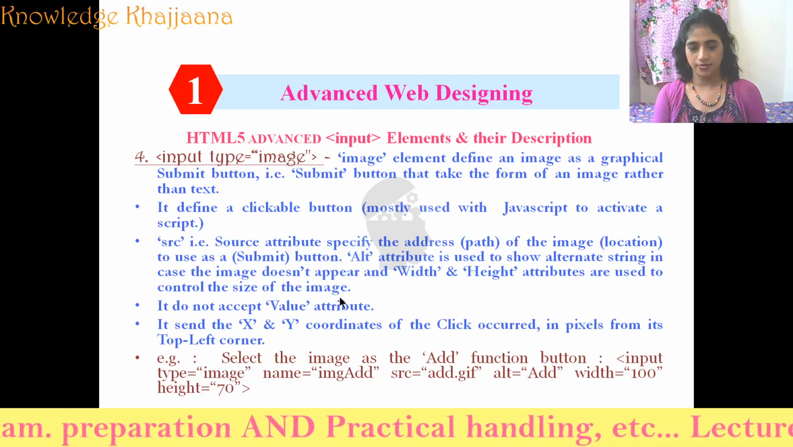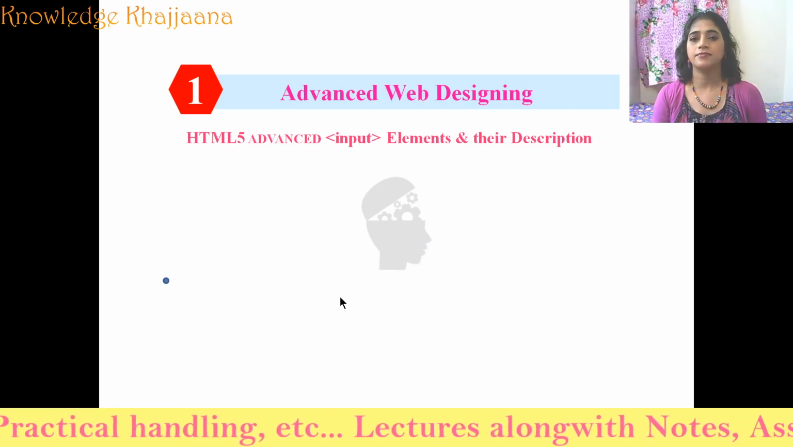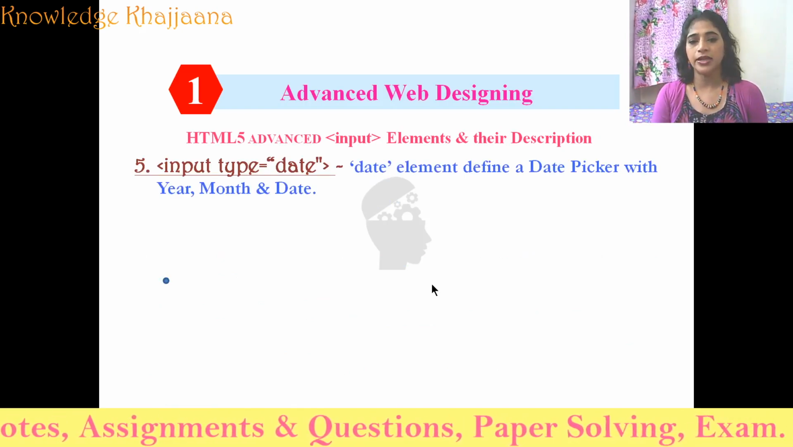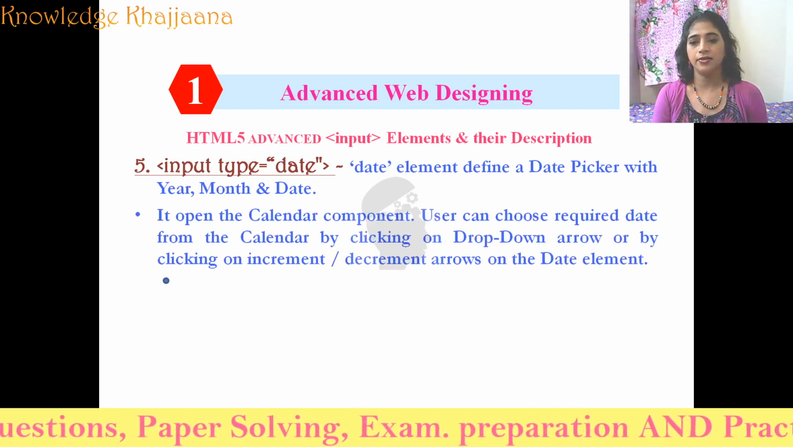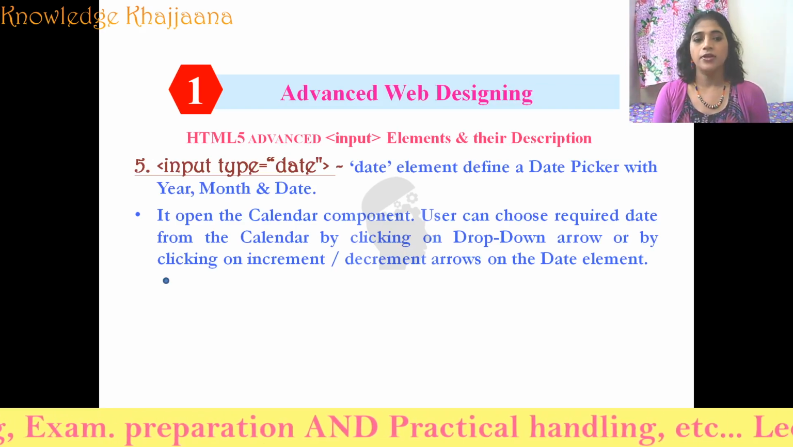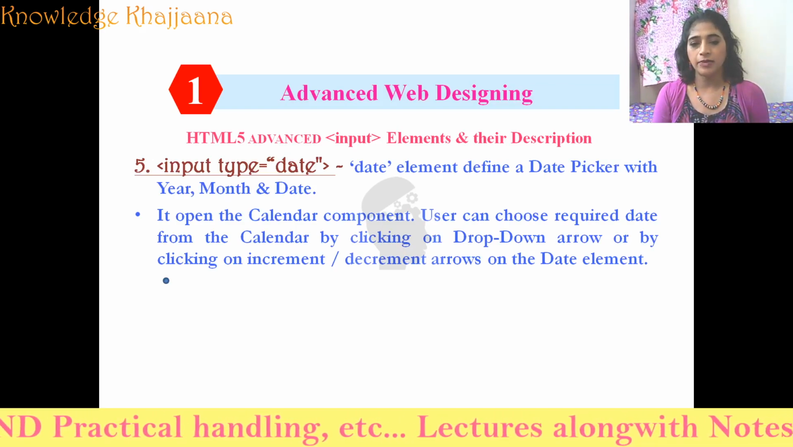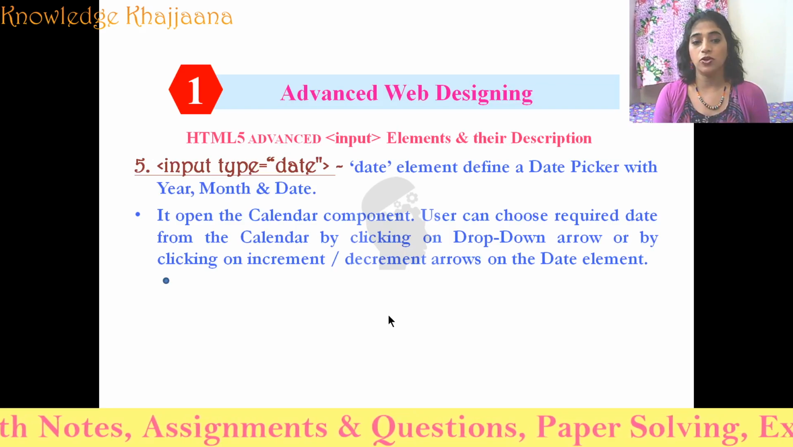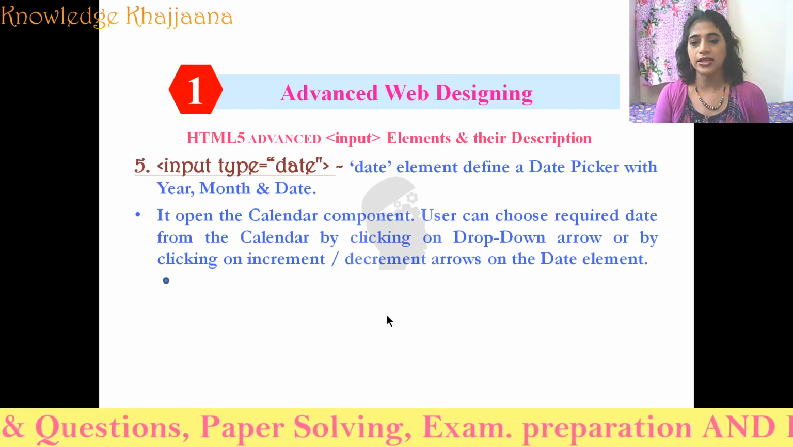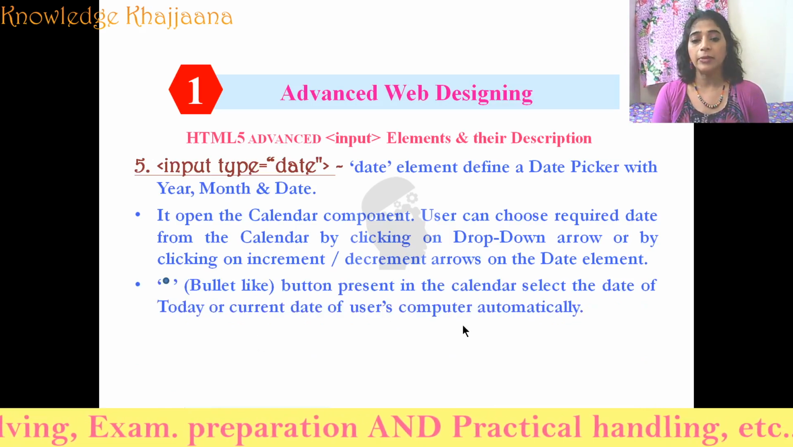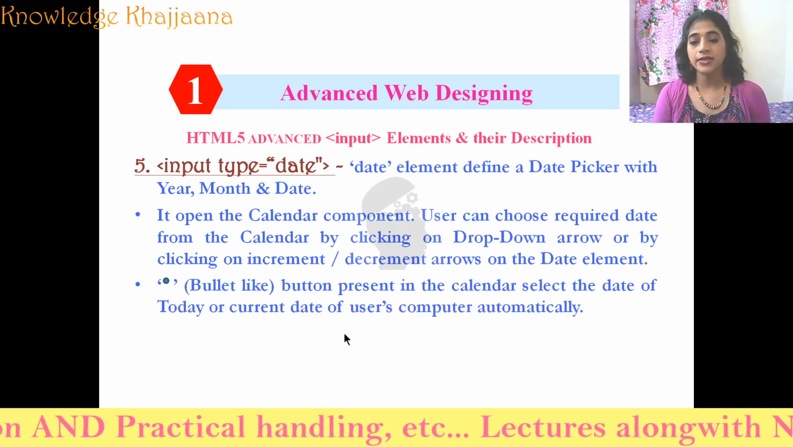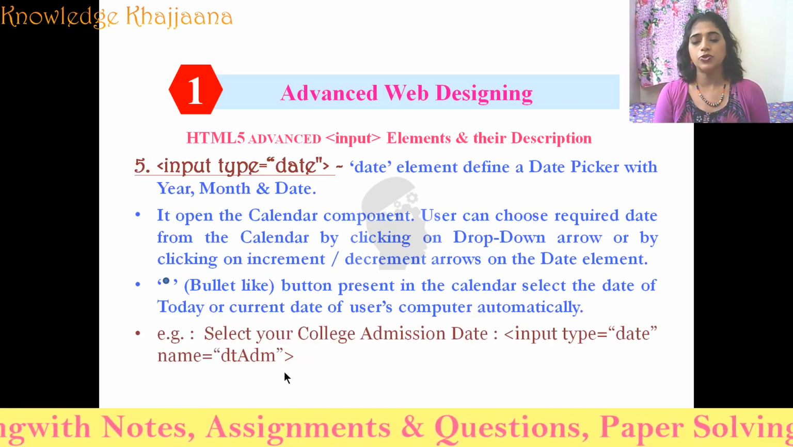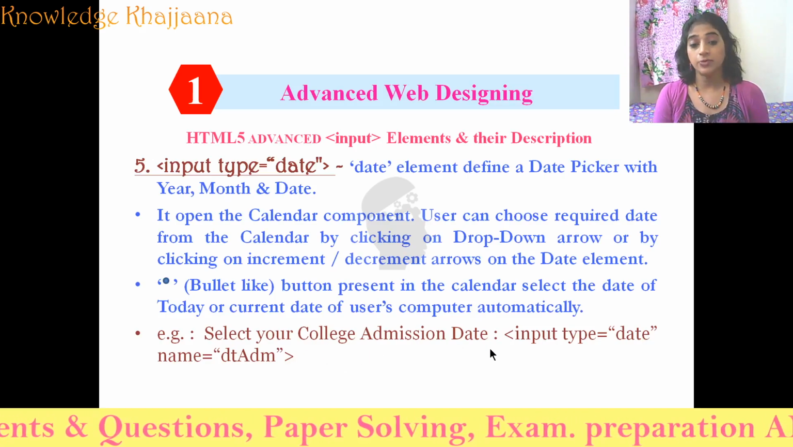The next is input type is equal to date. This element defines a date picker with a year, month and date. It opens the calendar component. You can choose the required date from the calendar by clicking on the drop down arrow or by clicking on the increment or decrement arrows on the date element. What does that mean? We'll see in the example. A bullet like button present in the calendar selects the current date of the user's computer automatically. Suppose you are going to ask the user his college admission date.